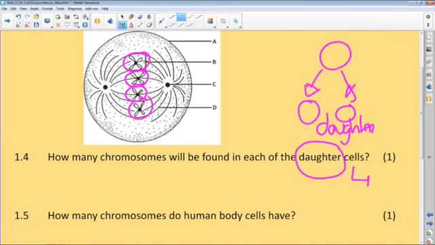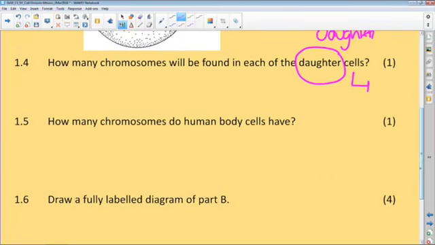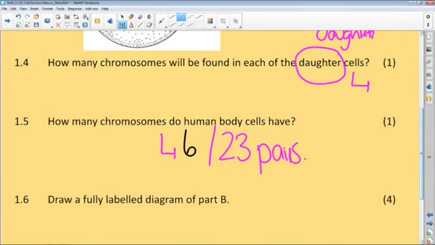Because what is mitosis? If I start off with 4 chromosomes, each of my cells must have the same number. Next question. How many chromosomes do human body cells have? In human body cells we have 46 chromosomes, or 23 pairs. Now the last one is also a nice easy one.